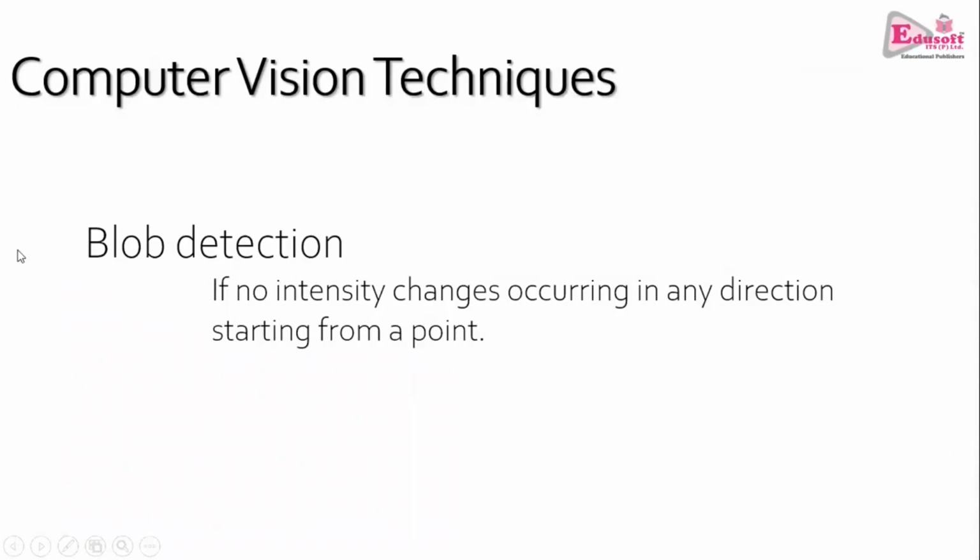Then if the computer is detecting the pixels in the image and for a longer distance across the pixels there is no change in intensity, or very little change in the intensity of the pixels, then that area is neither an edge, nor a corner, nor a line or a curve. It is a plain area. Such plain areas are called blobs, like a flat surface.